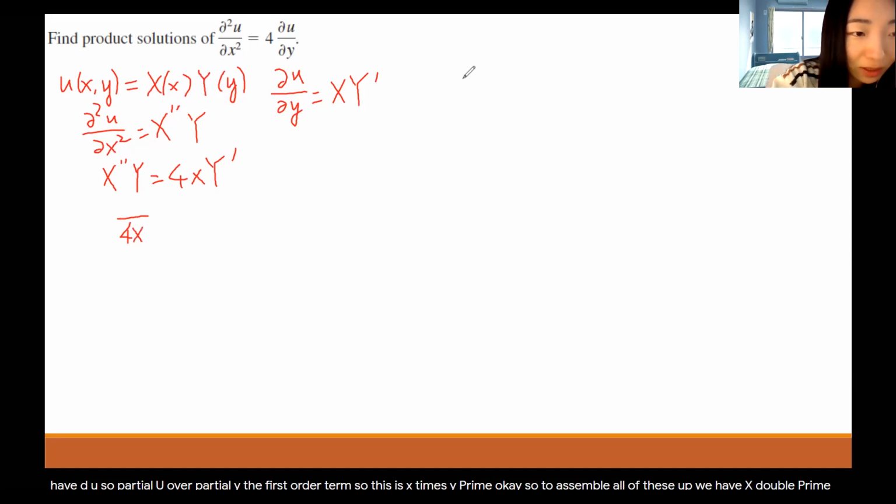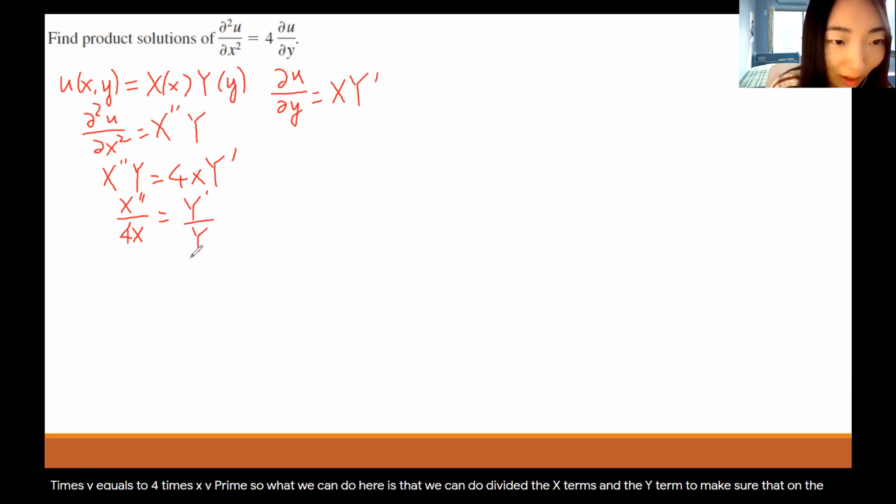To assemble all of these up, we have X double prime times Y equals 4 times X Y prime. So what we can do here is divide the X terms and the Y terms to make sure that on the left-hand side we only have x, and on the right-hand side we only have y.